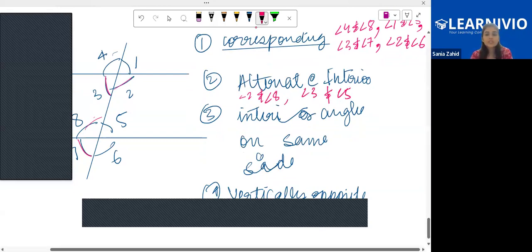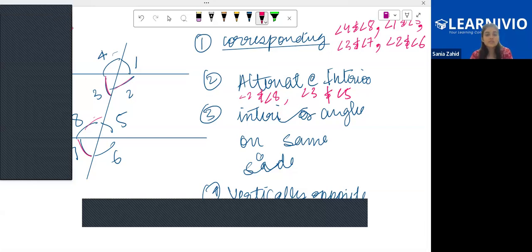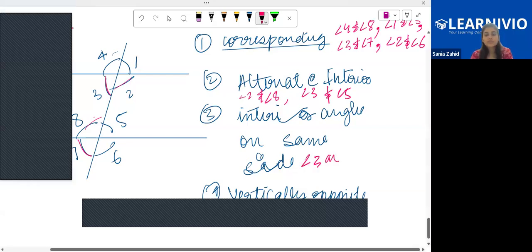Jason, tell me the interior angles on same side. Interior angles, angle 3 and angle 8. Okay. Angle 2 and angle 5. Okay. Very good. Next, we have the vertically opposite angles.